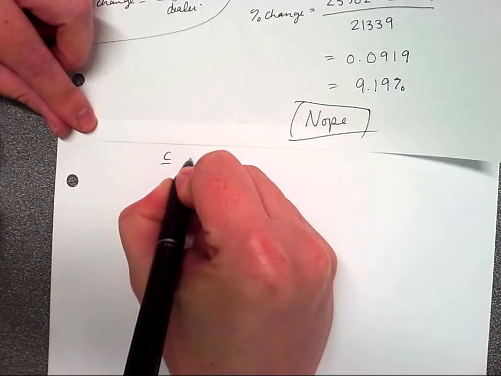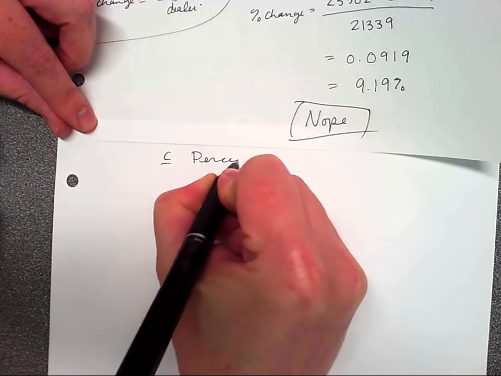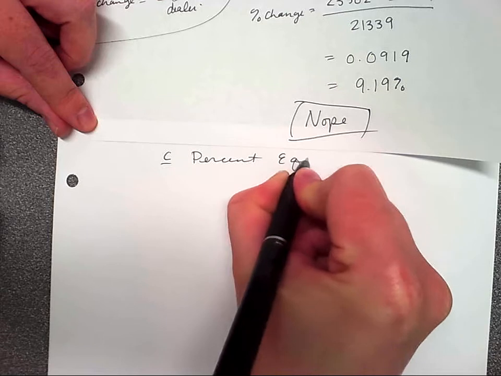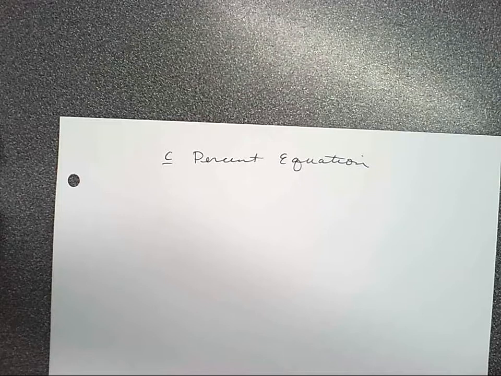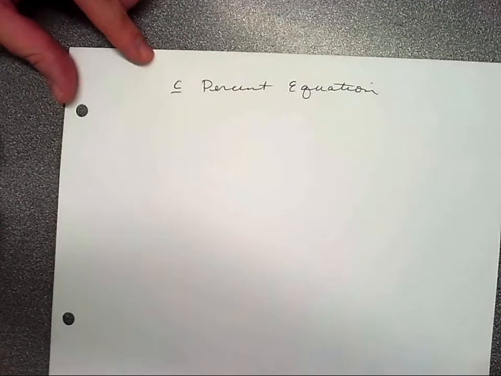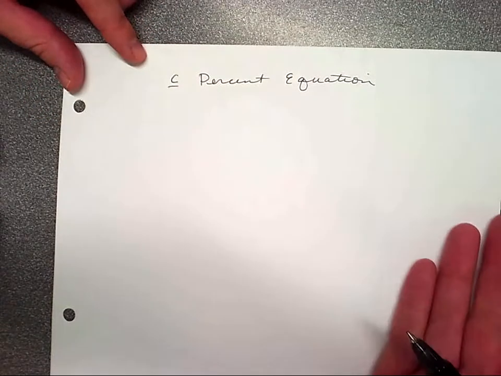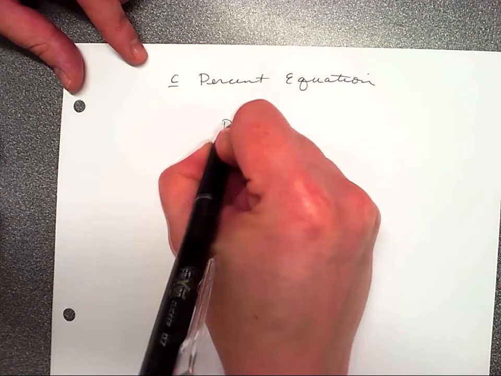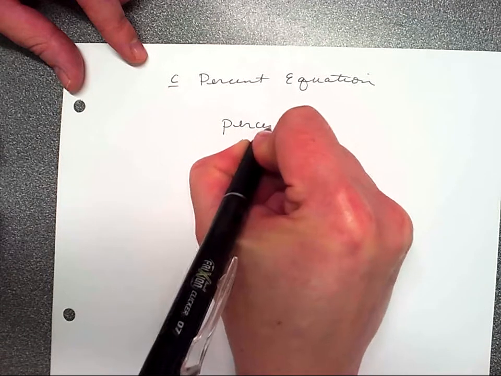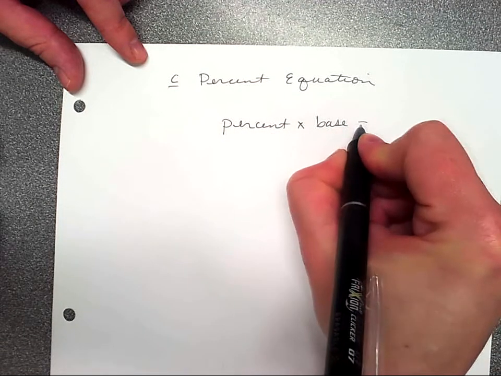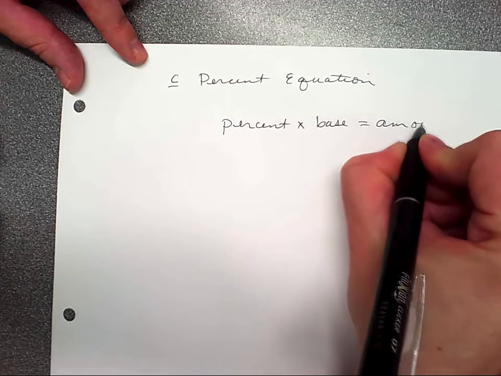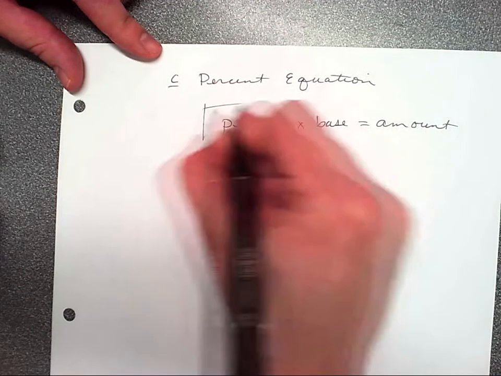Okay, so C is percent. You guys all get that page? Let me put it back up. Okay, percent. This is what I think is the most helpful. So here we have the equation: the percent times the base amount equals the amount you're getting.